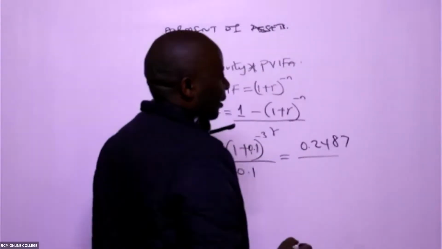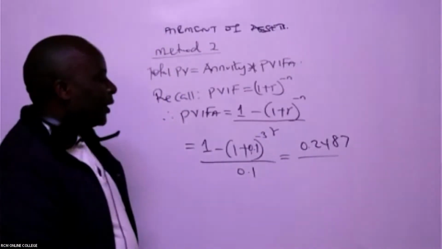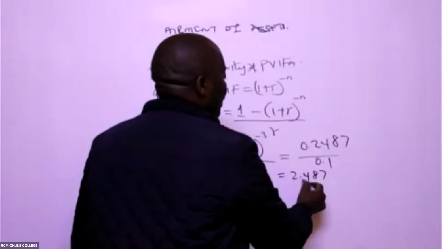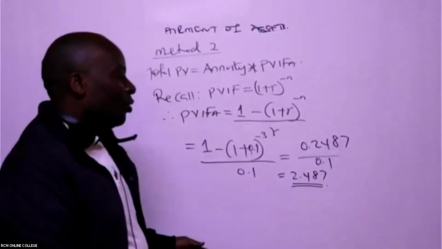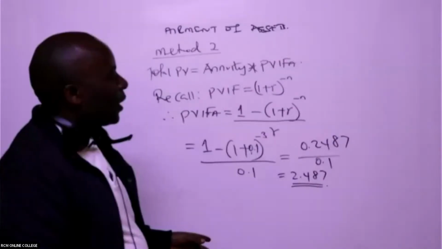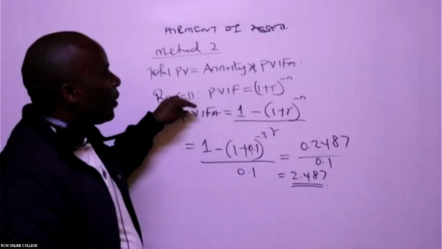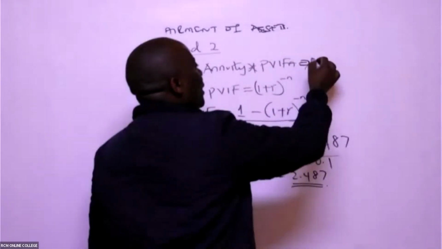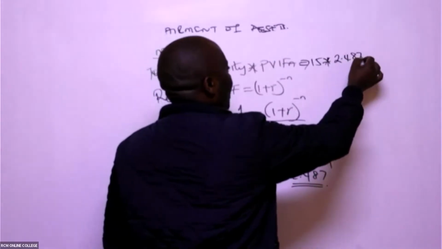And then you divide this by 0.1. So this will end up being 2.487, say for some rounding off errors. And then I'll come back here. What was our annuity amount? It was 15. So you only pick one. The annuity amount here is 15, times the PVFA that you have gotten of 2.487.